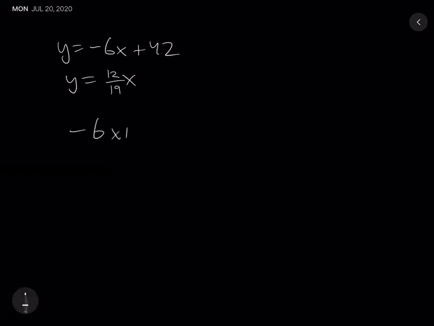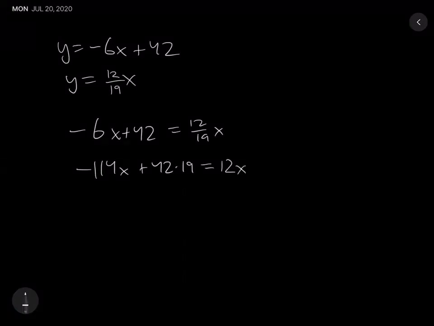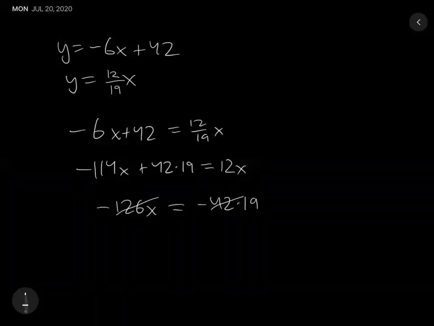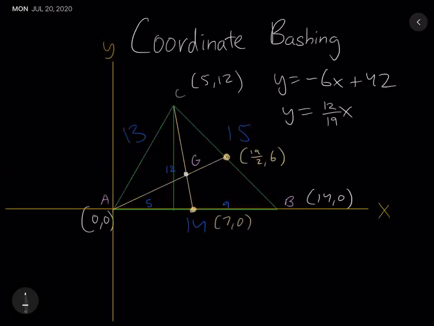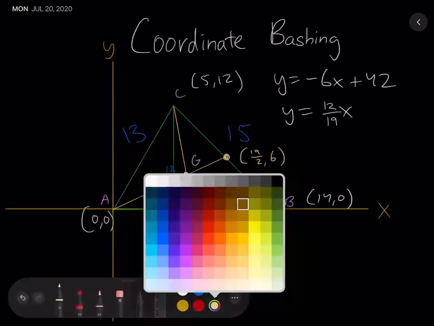-6x plus 42 is equal to 12 over 19x. Multiply everything by 19 to make our lives easier. Well, relatively easier. We get -126x is equal to -42 times 19. This cancels, and we get that x is equal to 19 over 3. So we know that the x coordinate of the centroid is 19 over 3.